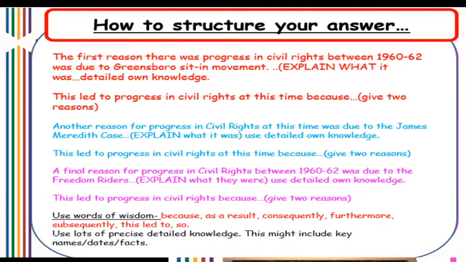Another top tip to share with you is that you should be using what we call words of wisdom. So things like because, as a result of, consequently, furthermore, this led to. Especially when you're doing this bit here, the explaining part, the linking to the question. So try and be using these terms like as a result of, this led to. Okay.